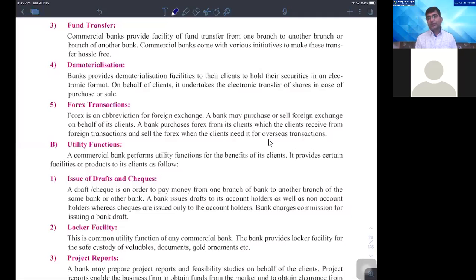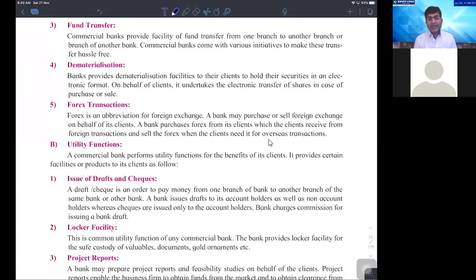bank's online portals. Commercial banks provide the facility of fund transfer from one branch to another, one bank to another. Commercial banks come with various initiatives to make these transactions hassle-free. Today, those are literally hassle-free, not only because of BHIM, Google Pay, etc. Those are hassle-free because the online systems, the CBS, core banking systems, have evolved, have developed like anything. The next one is dematerialization.